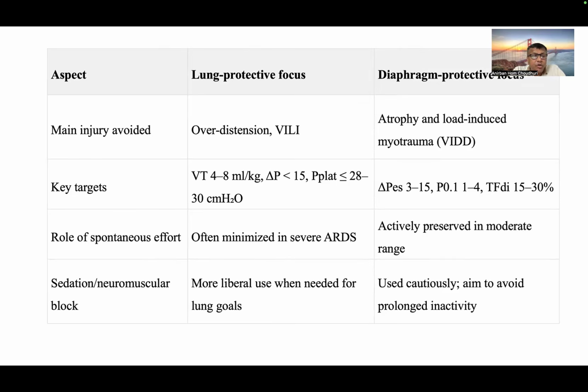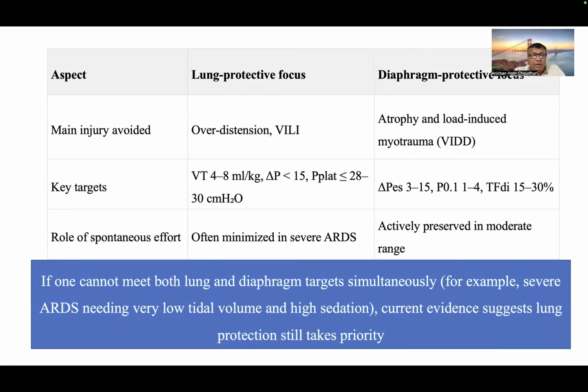And regarding sedation or neuromuscular block, in lung protective focus, we always use more liberal use of sedation and neuromuscular blockade when needed for the lung goals. But in diaphragm protective focus, we have to use them cautiously, and the aim is to avoid prolonged inactivity of the diaphragm. Here is an important point: if one cannot meet both lung and diaphragm targets simultaneously, like in severe ARDS needing really low tidal volume and high sedation, the current evidence suggests that lung protection still takes priority over diaphragm protection.